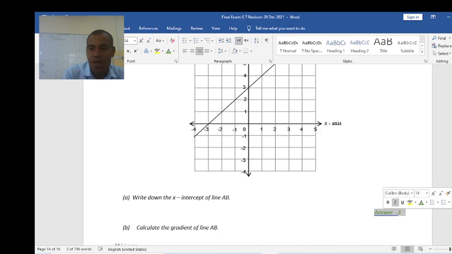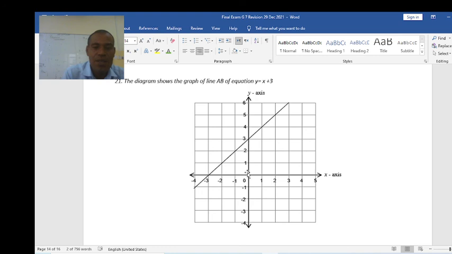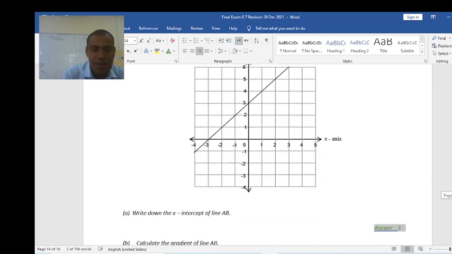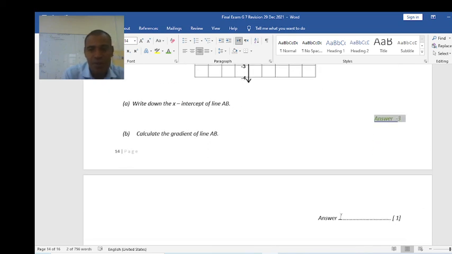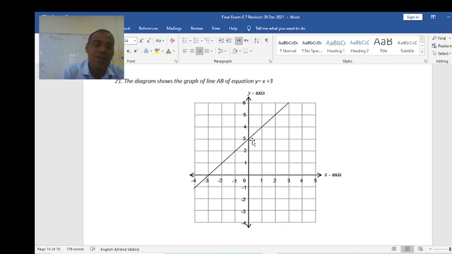Then, my learners, we have the next question. Calculate the gradient. The gradient, we found, is 3 divided by 3, or from the equation you can see the gradient is equal to 1. It is the coefficient of x, or you can construct a right angle triangle, which is this one, and use the change of y divided by the change of x.